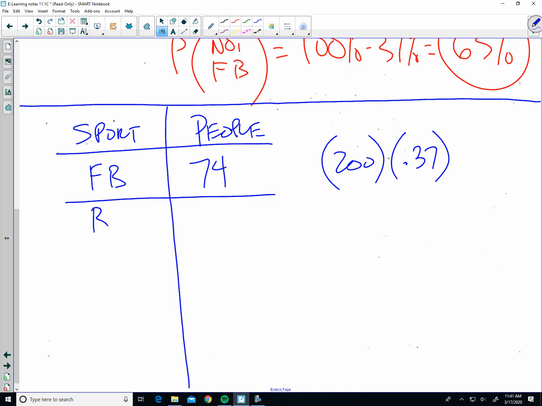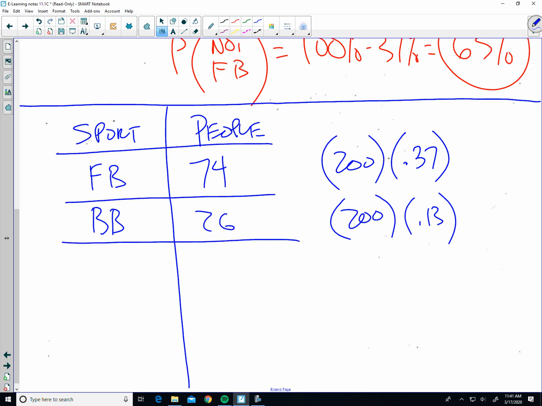I'll use double B for basketball and just kind of go in order here. Same idea, we're going to take that digit 200, and we got 13% of the people surveyed saying basketball was their favorite sport to watch on television. So 200 times the 0.13 should get us to 26.